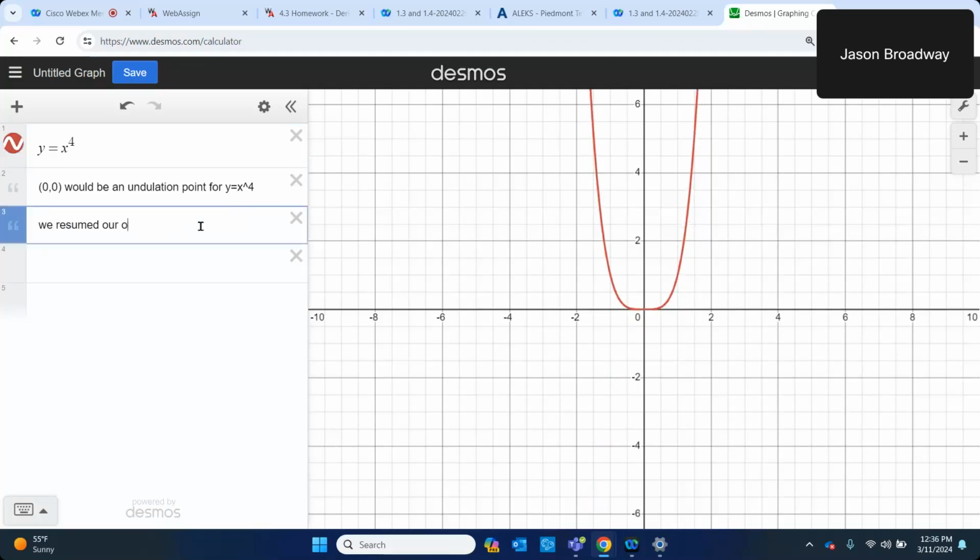And the trouble with an undulation point is we do not change our smile frown status. We either keep smiling or we keep frowning. Like in this case, we keep smiling, right? That's the trouble with y equals x to the fourth.